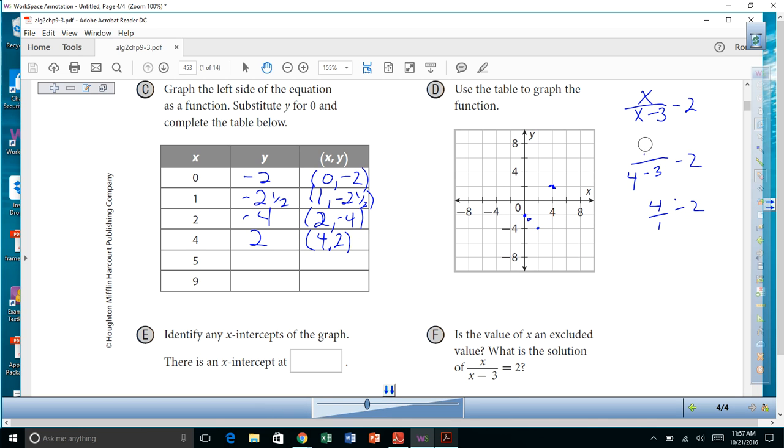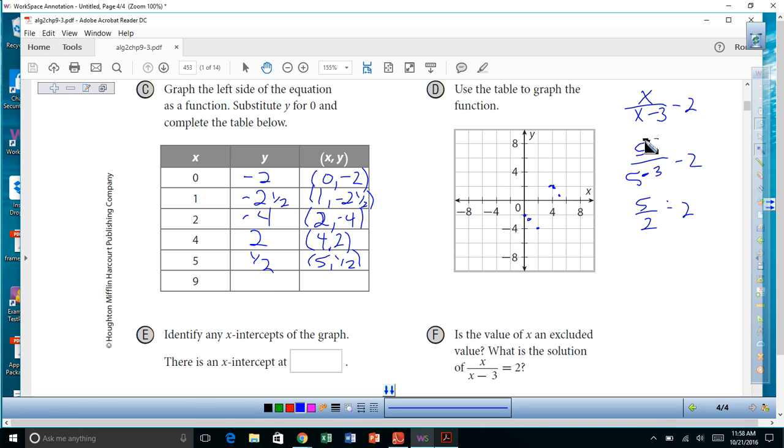And now it wants us to put 5 in there, and we can do that. So we have 5 over 5 minus 3. So that's going to be 5 halves minus 2. Well, 5 halves is 2.5, so that's going to give us 1/2. So our next ordered pair is 5 and 1/2. So 5 would be right about there, and then 1/2 would be just up a little bit there.